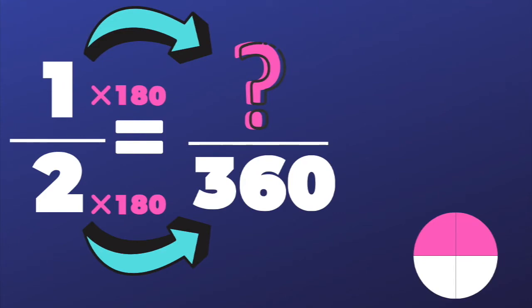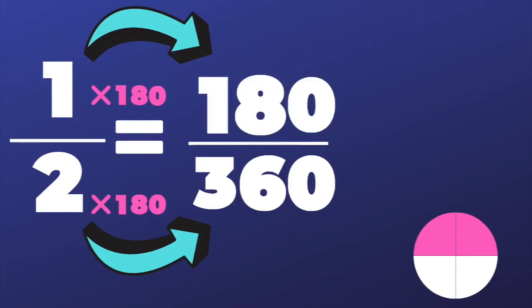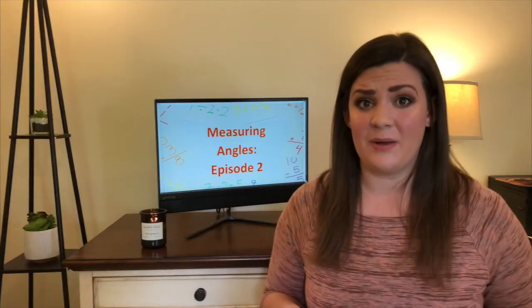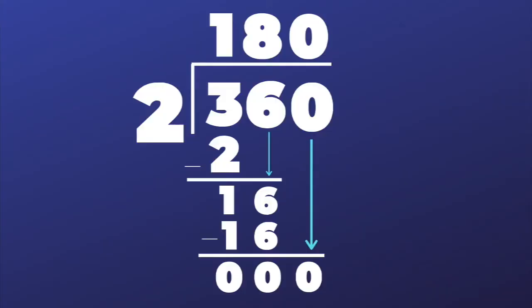So now what we're gonna do is take 1, multiply it by 180. What's 1 times 180? 180. An angle that is 180 out of 360ths of a circle has a measurement of 180 degrees. Awesome. We could have also found that by taking 360 and dividing it into halves, or by 2, which would have also given us 180.